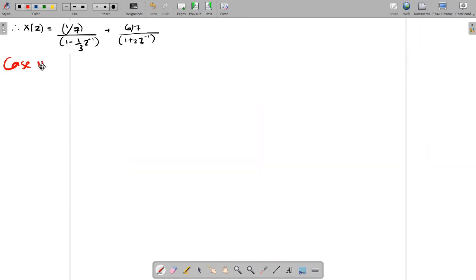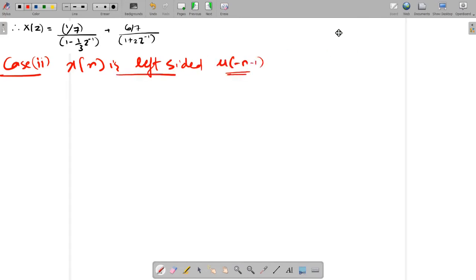Case 2. X of n is left sided. Means u of minus n minus 1 I should have. What is my formula saying? The formula is minus a raised to n u of minus n minus 1 is z upon z minus a, which is equal to 1 upon 1 minus a z inverse. Okay, same thing. So what is missing over here? I am saying x of n is left sided, so it should be u of minus n minus 1. So what is missing over here? A minus sign is missing over here.